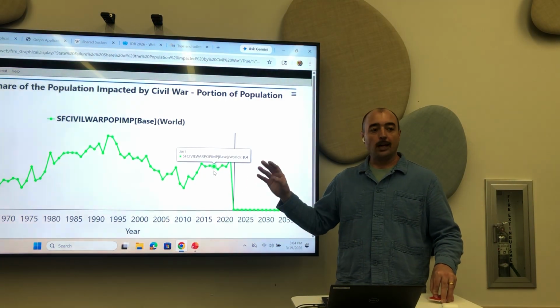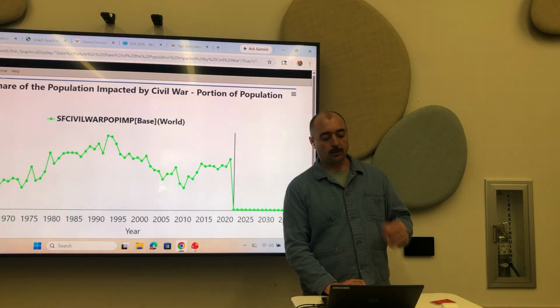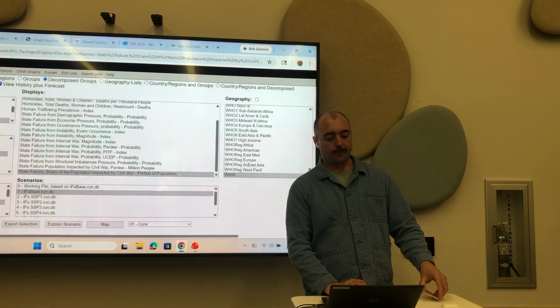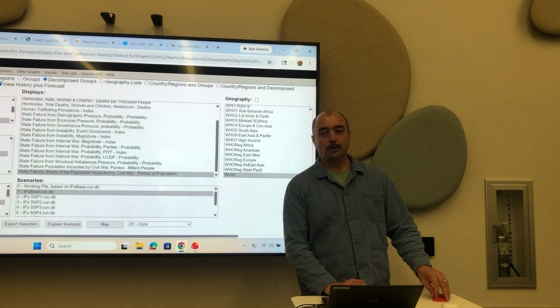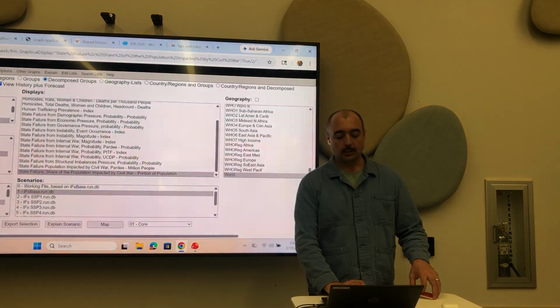But what we're able to do here is to look in a more granular way. If I pull up the countries, you'll see a little more variability. We're able to make estimates of the percent of the population within different countries that are affected by civil war using a different framework.